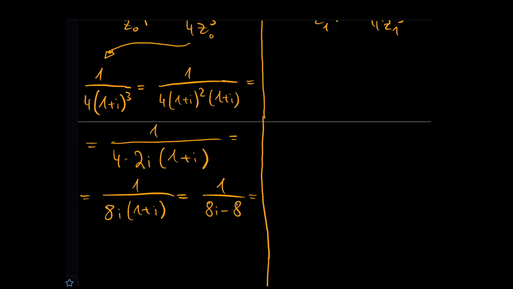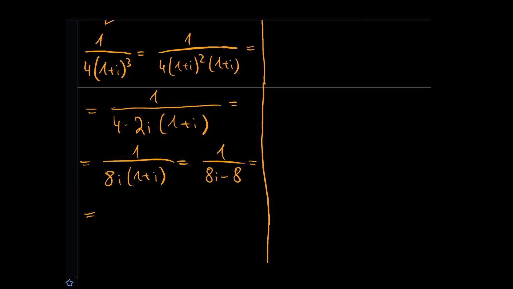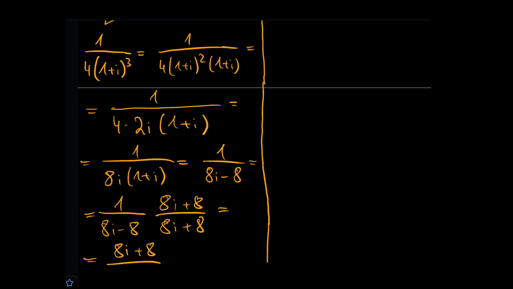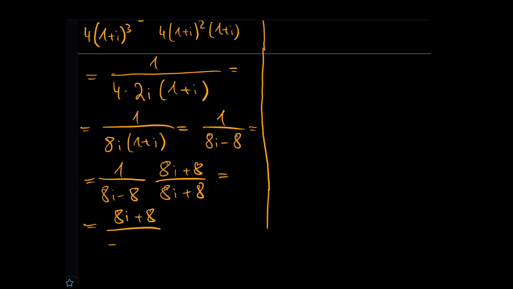And then we use the third binomial formula to get an expression in the form x plus iy. Because now we have the i in the denominator and it's quite hard to know what is the real part and what is the imaginary part. So what we do is we say this is 1 divided by (8i minus 8) times (8i plus 8) divided by (8i plus 8). And this in the end gives us (8i plus 8) divided by, and here we have minus 128.